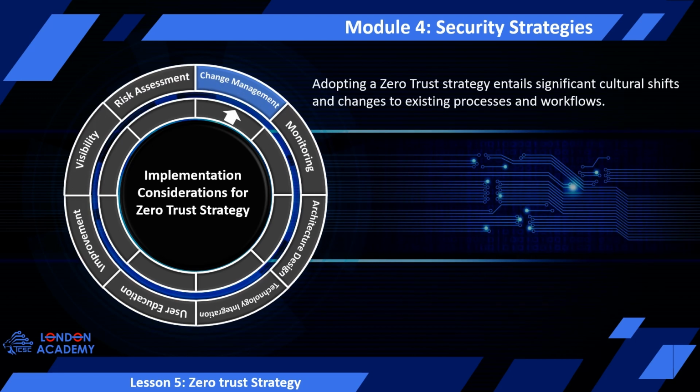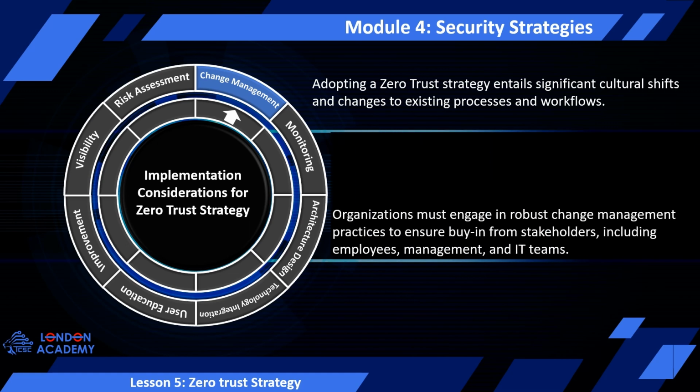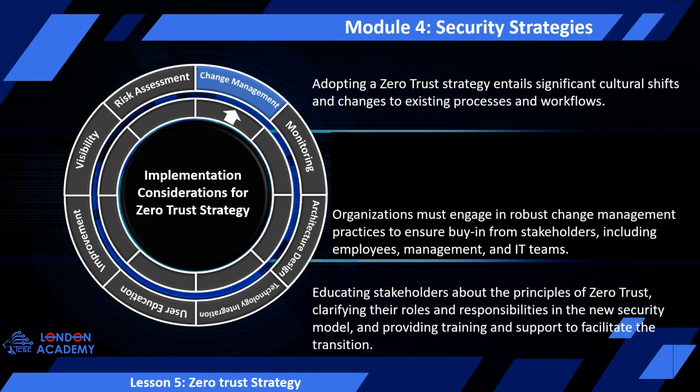3. Change management. Adopting a zero trust strategy entails significant cultural shifts and changes to existing processes and workflows. Organizations must engage in robust change management practices to ensure buy-in from stakeholders, including employees, management, and IT teams. This involves educating stakeholders about the principles of zero trust, clarifying their roles and responsibilities in the new security model, and providing training and support to facilitate the transition.